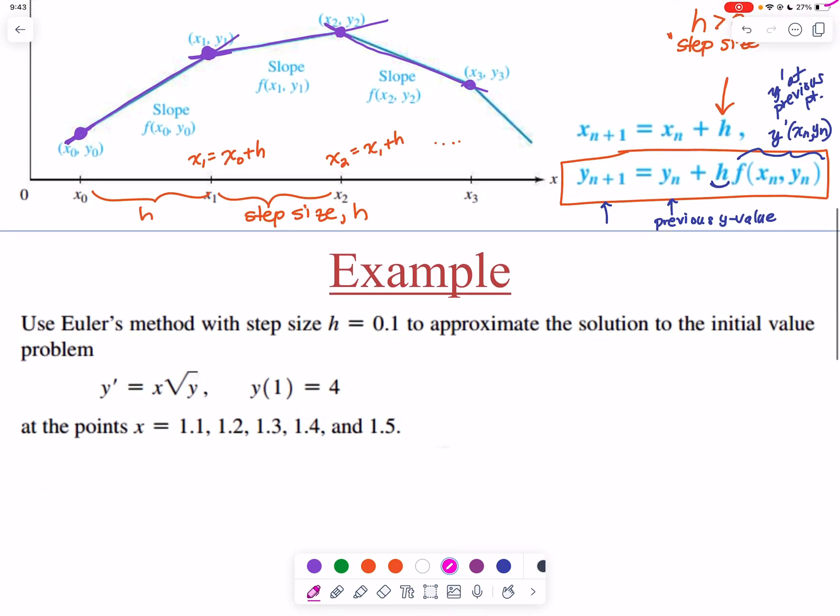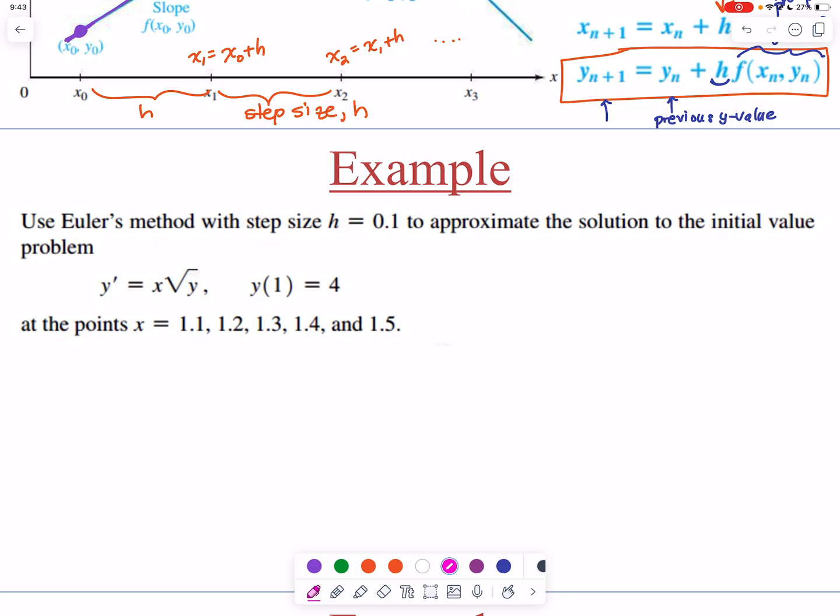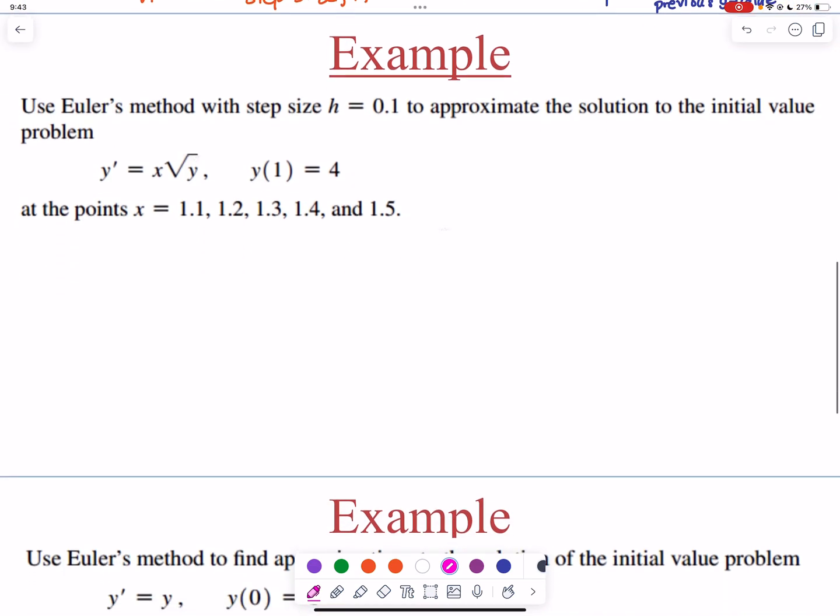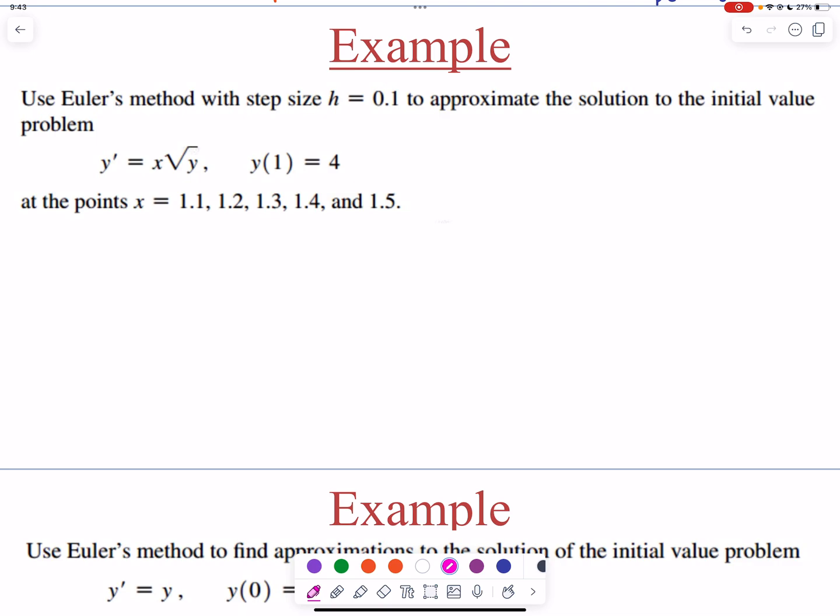Okay, let's jump right into our example. Of course, you can use a calculator, or there's computer programs, but we're going to do this one by hand. Use Euler's method with step size h equal to 0.1 to approximate the solution to this initial value problem. Here's our IVP, here's our DE, here's our initial condition, and we want to approximate the solution at 1.5. Of course, we'll approximate each one of these y values.